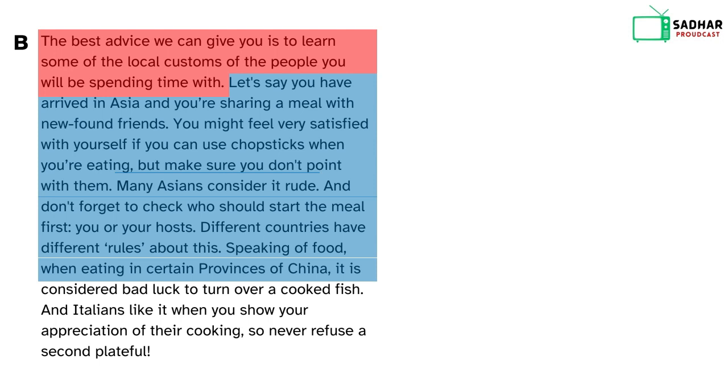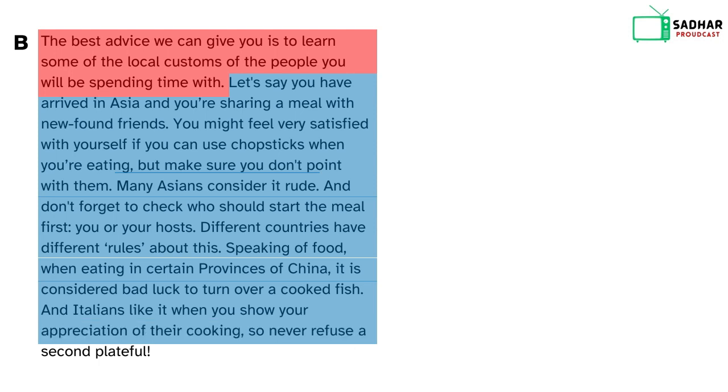Speaking of food, when eating in certain provinces in China, it is considered bad luck to turn over a cooked fish. And Italians like it when you show your appreciation of their cooking, so never refuse a second plateful.